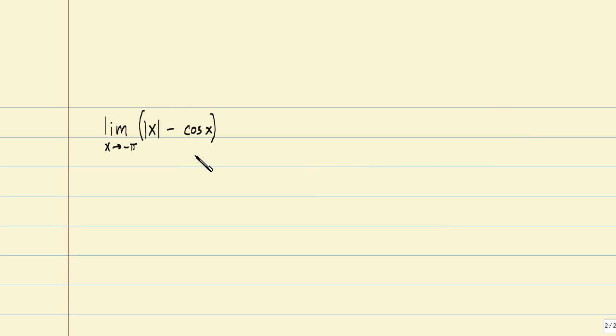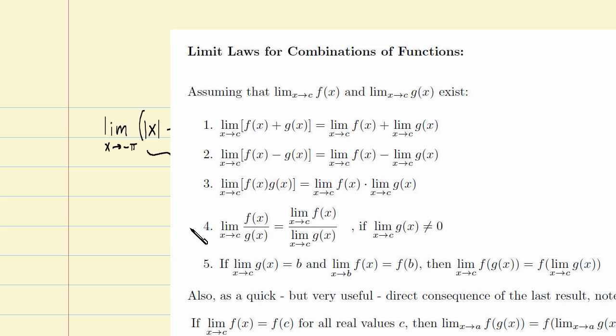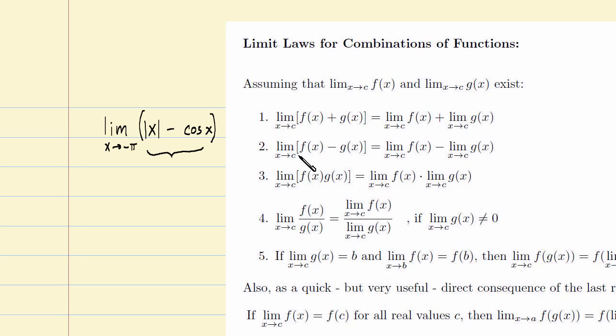Okay, here, notice we have the limit as x approaches negative pi of the expression absolute value of x minus cosine of x. Now the key thing here is to realize that the expression you're taking a limit of is a difference of two functions, the absolute value of x and cosine of x. And we happen to have a limit law that deals with taking limits of differences of functions. What this limit law tells us is that the limit of a difference can be expressed as a difference of limits.